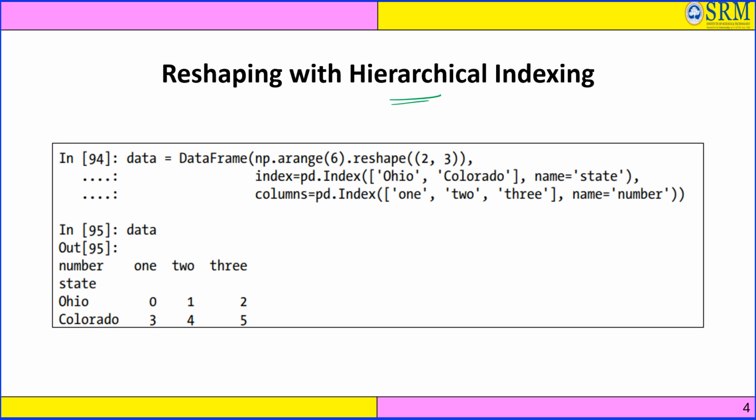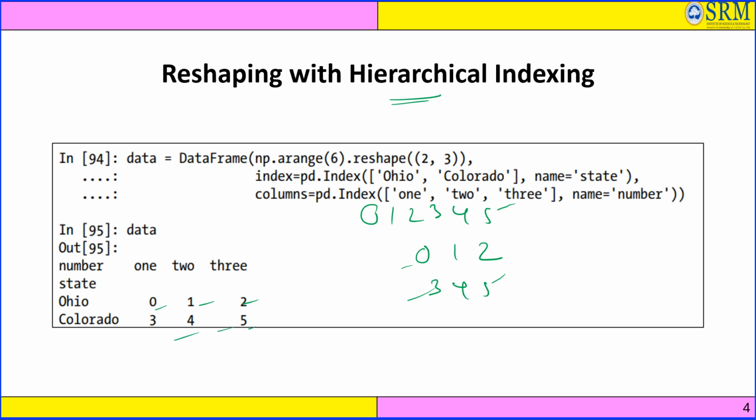So let's take one data frame. The data frame means you have to take 0 1 2 3 4 5. So that has to be arranged in two rows and three columns. So 0 1 2 columns, 3 4 5. So two rows and three columns. Okay, and then indexes, so that's why here see 0 1 2 3 4 5.